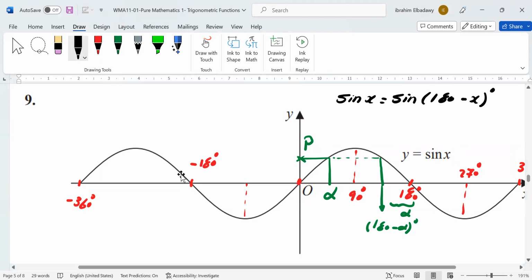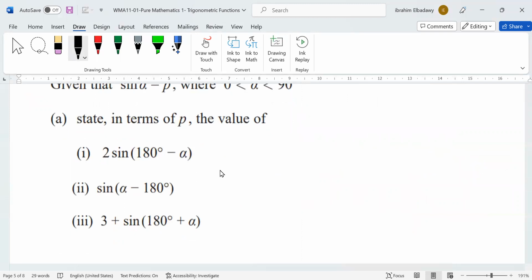Here sine(180 minus alpha) is equal to b, so you can write this value equal to 2 times b. This is the answer for 2 sine(180 minus alpha).